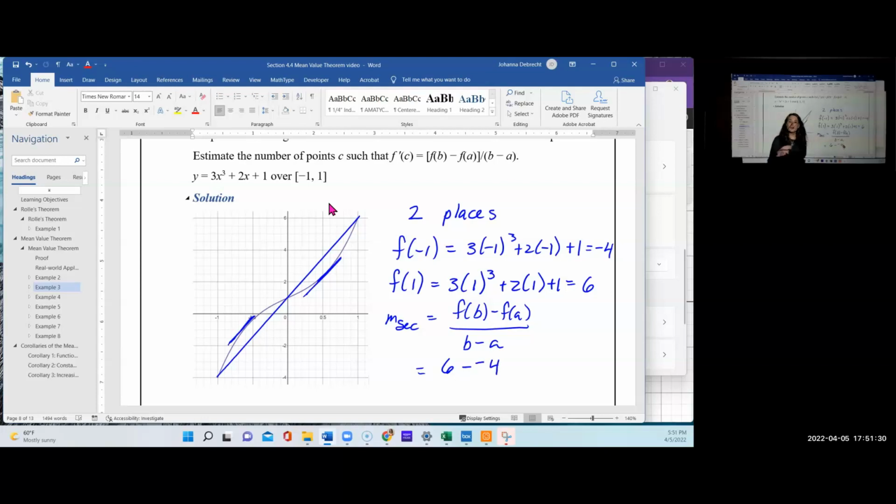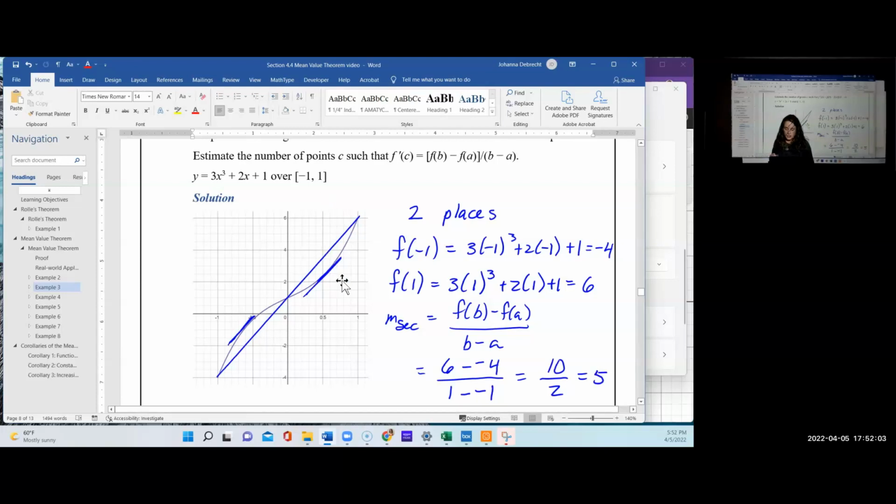Make sure that you use a double negative here because we have a minus for the formula and the value itself is also negative. That's a double negative. Don't make the mistake of having only one. Then we're going to divide by the difference in the x values. B is 1, minus, for the formula, left endpoint is -1. This gives me 10 over 2 when you take into account the double negatives, which gives me a slope of 5. The slope of the secant line is 5.